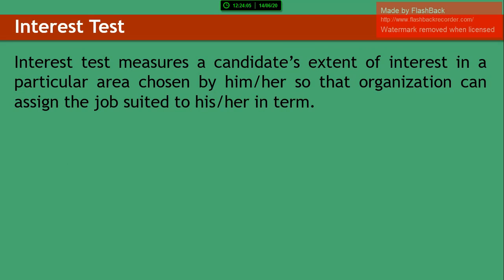For example, we appointed a PT staff. We can ask which sports he likes. Suppose he gives the answer volleyball, it means we can assign him as the volleyball coach. That is an interest test.